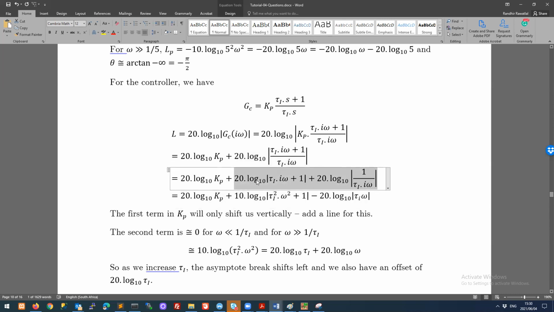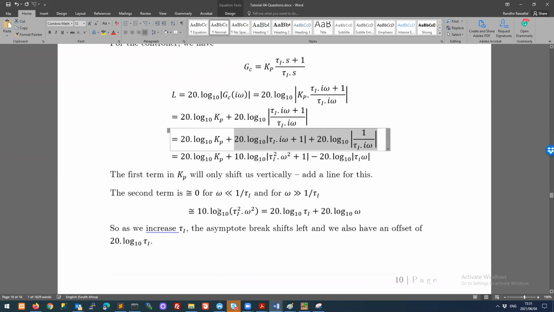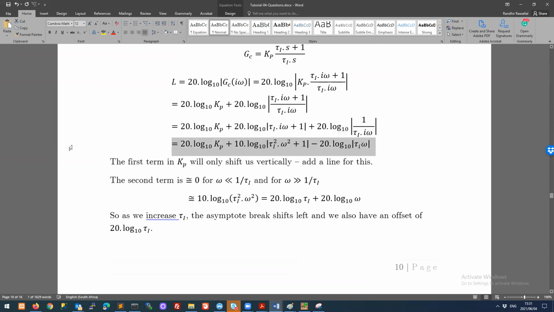And then the magnitude of this is, of course, the square root of the sum of the squares. And then the square root, we can write as a power of a half, so that becomes the 10 over there. And here, this is, if you like, tau I i omega raised to the power minus 1, so we can bring the minus out here, and it looks like that. And then we can think about how to draw this part now.